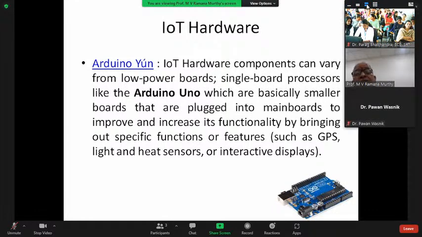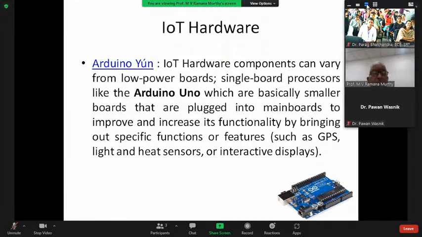Basically, hardware components can vary from low power boards and single board processors like the Arduino Uno, which are basically smaller boards that are plugged into main boards to improve and increase their functionality by bringing out specific functions or features. That includes GPS location, light and heat sensors, and interactive displays. That's the reason why I was speaking about the other things inside.